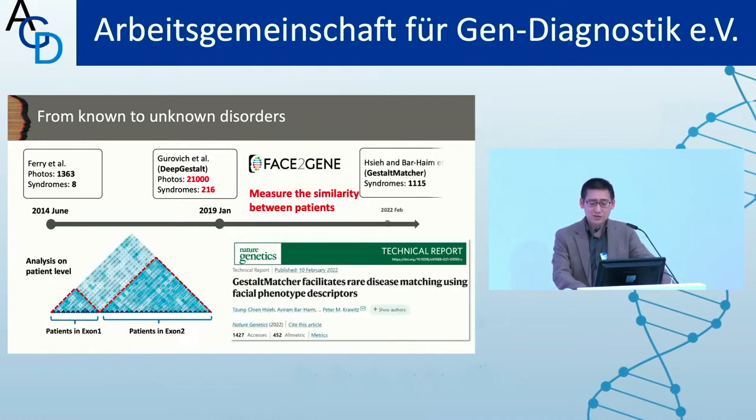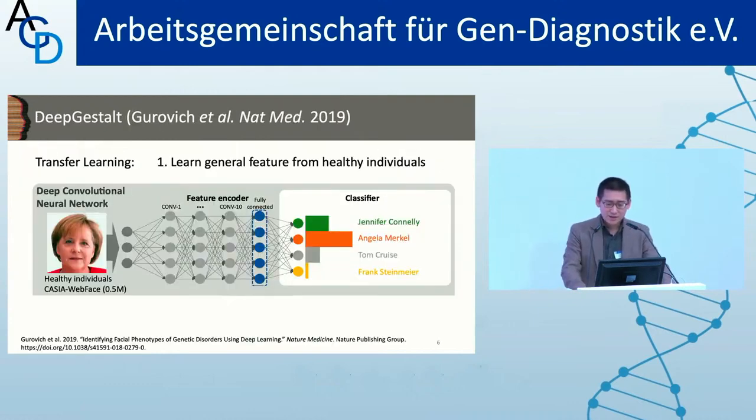And later in 2022, this year, we published the Gestalt Matcher approach in Nature Genetics. This method is considered as the extension to the DeepGestalt approach. It enables the analysis on the patient level. It also pushes us moving from classifying the disorder to discovering the novel disease. First of all, I would like to start introducing how DeepGestalt works, how DeepGestalt can diagnose the patient by looking at the face.